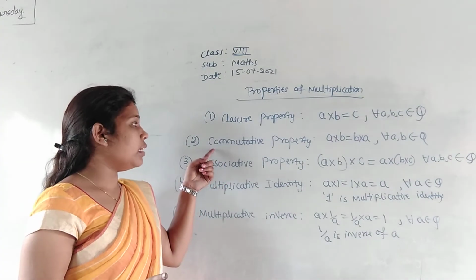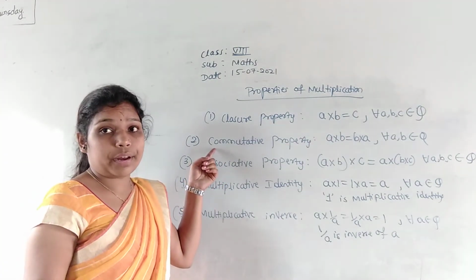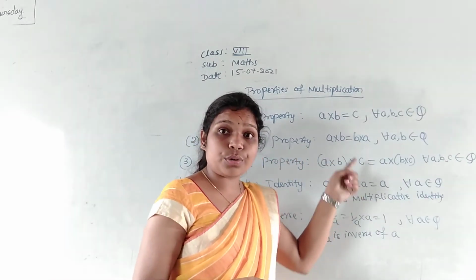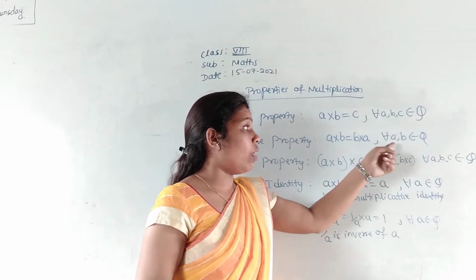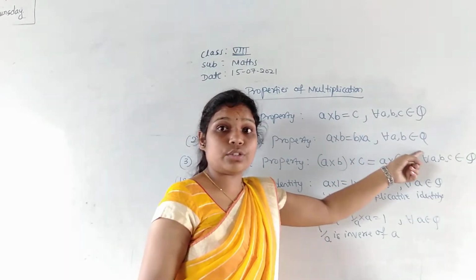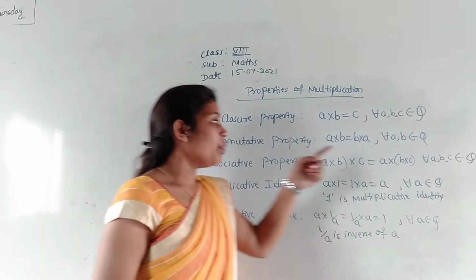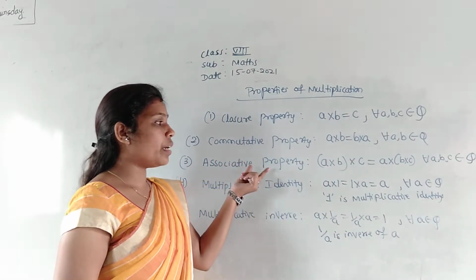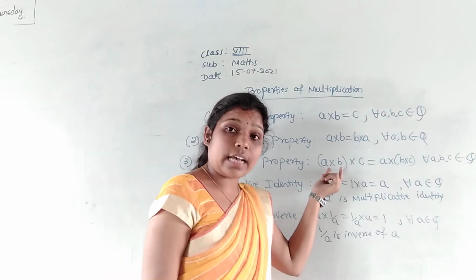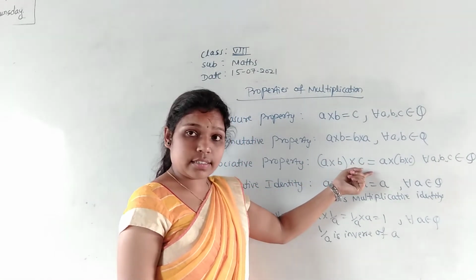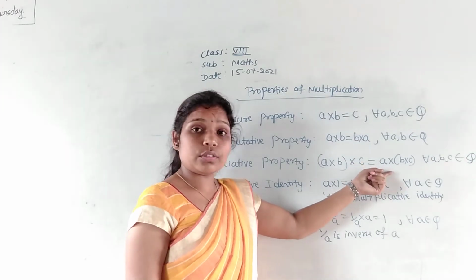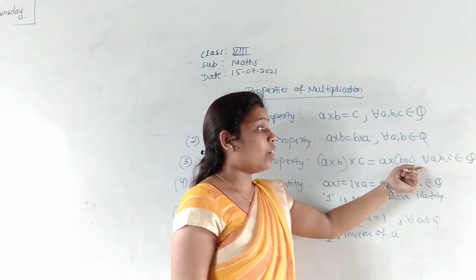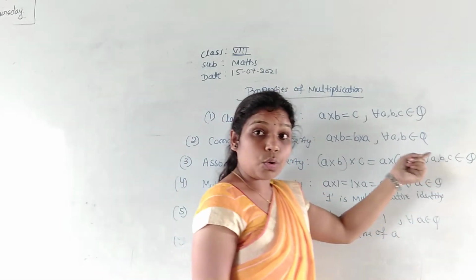Okay. And the second one is the commutative property. In commutative property, A into B is equal to B into A, and for all A, B belonging to rational numbers here. Okay, next one, associative property. Associative property means A into B associated with C is equal to A associated with B into C, for all A, B, C belonging to rational numbers.